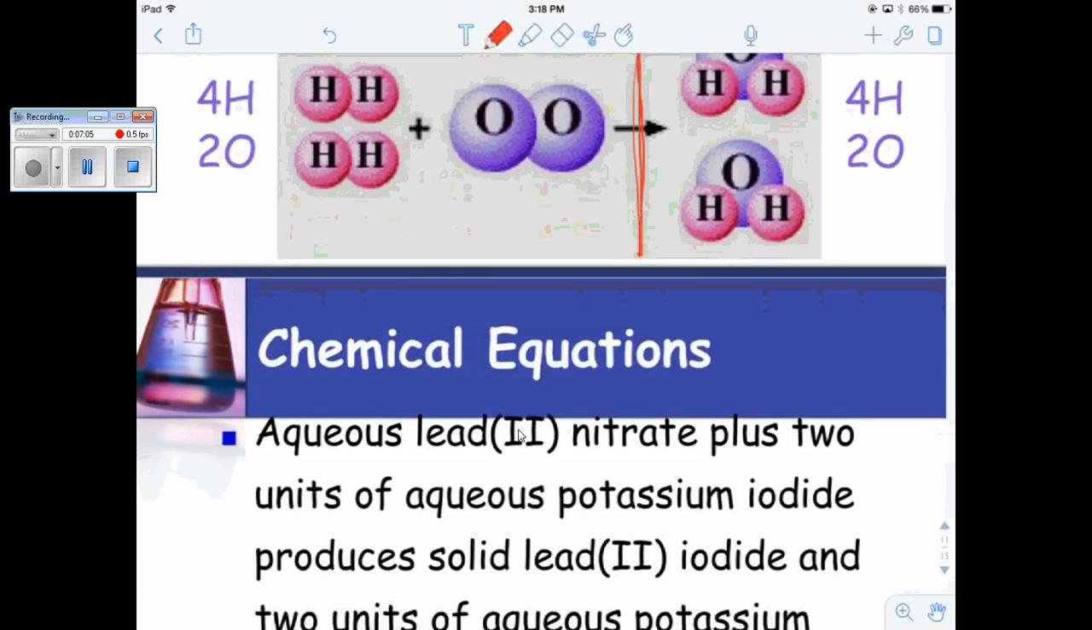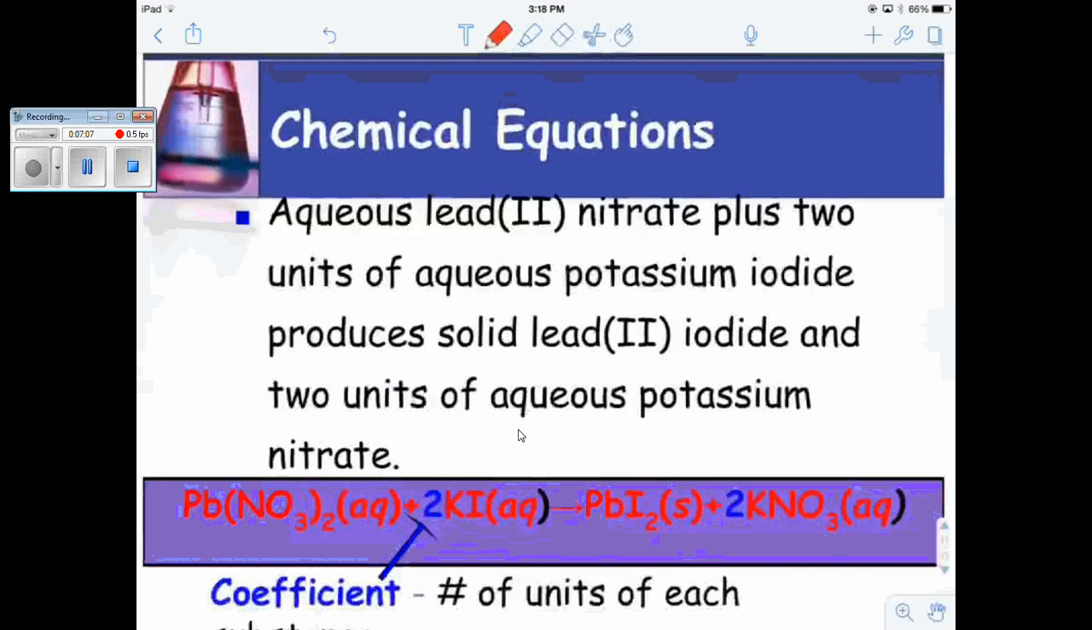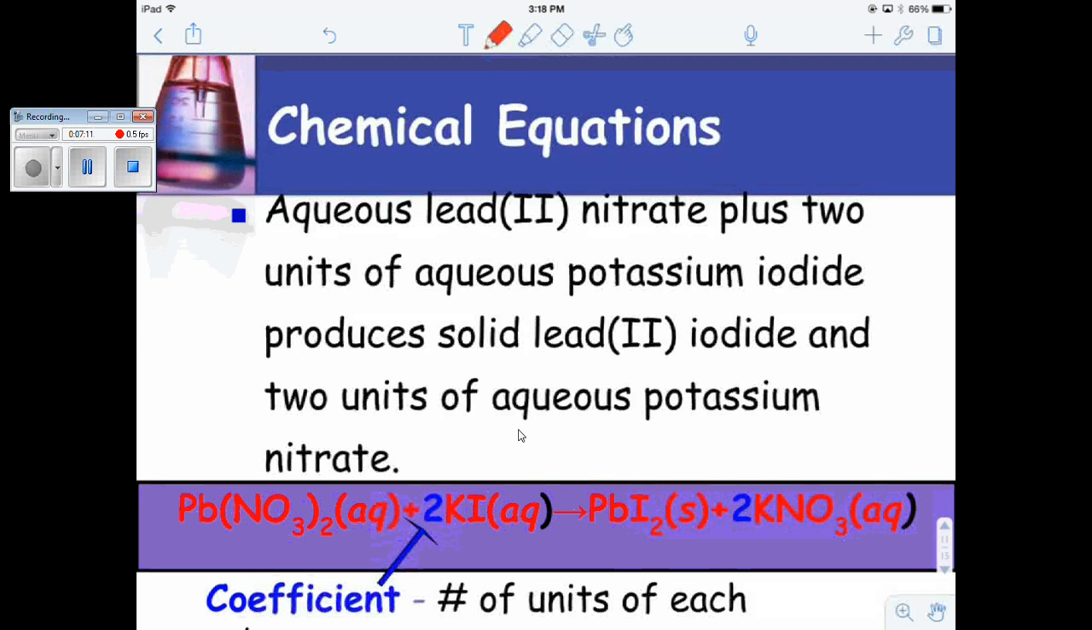And so here's a situation where it says aqueous lead-2 nitrate plus 2 units of aqueous potassium iodide. All right, so let's just look at this really quick. You won't know this stuff. Some of this is a little bit more advanced than we'll do. But lead-2 nitrate, that's what that is, in an aqueous solution. Don't worry about the lead-2. That just tells you that's that number right there.